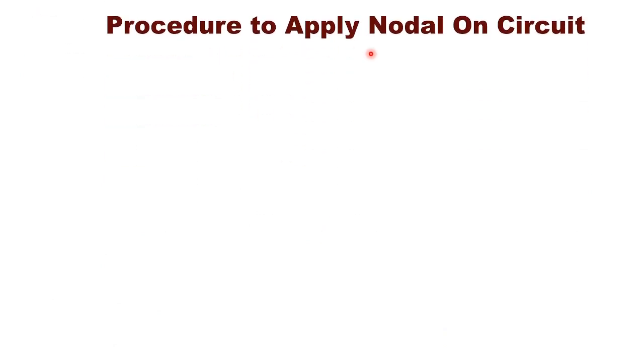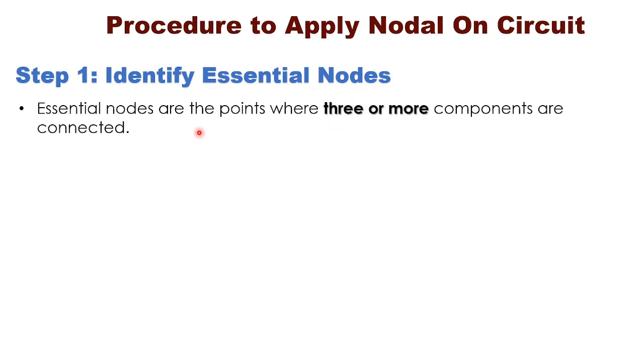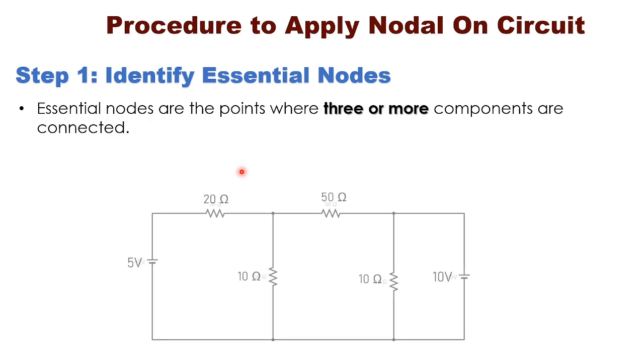Okay, procedure to apply nodal analysis on a circuit. The first step here is identifying the essential nodes. Essential nodes are the points where three or more components are connected together. So let us understand this with a given circuit.